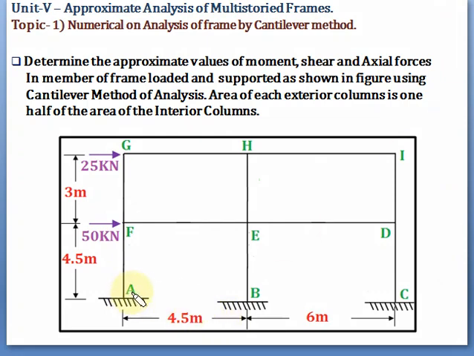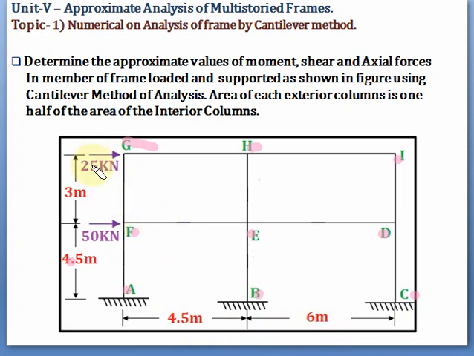So the joints of the frame are A, B, C, D, E, F, then G, H, I. So the vertical length of the frame is a total of 6.5 meters and the horizontal length is 10.5 meters.